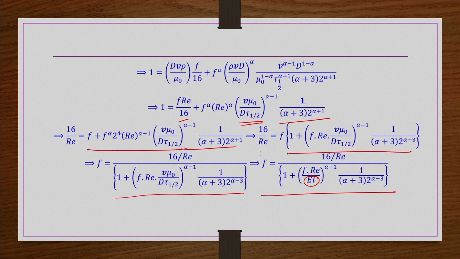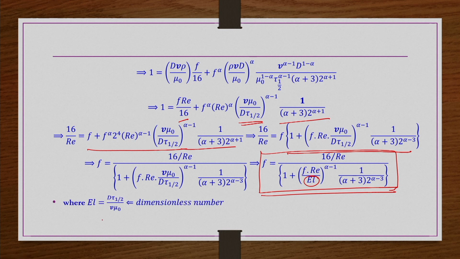So what you understand here is that, unlike for Newtonian fluids, for power law fluids the friction factor is not explicit. You cannot get it directly by substituting the Reynolds number or the power law behavior index etc. So it is on a trial and error basis. That is what we understand here. So this EL is nothing but d tau of divided by V mu naught.